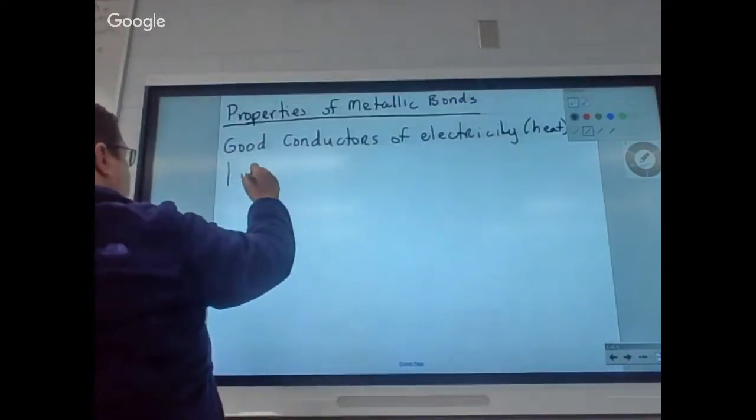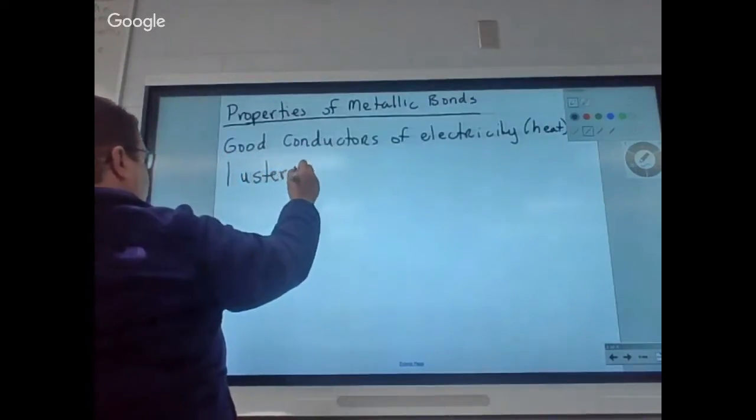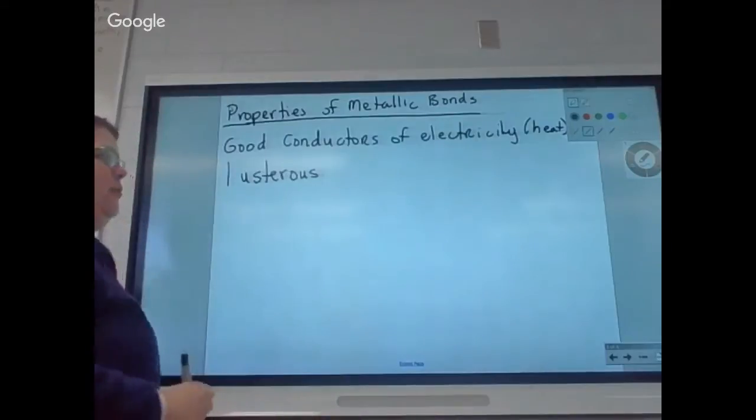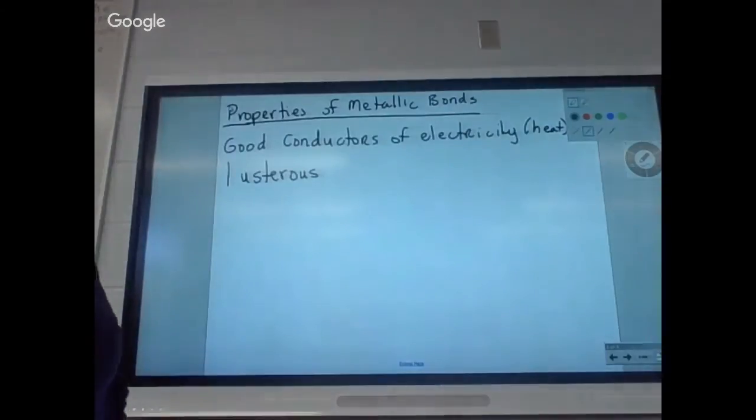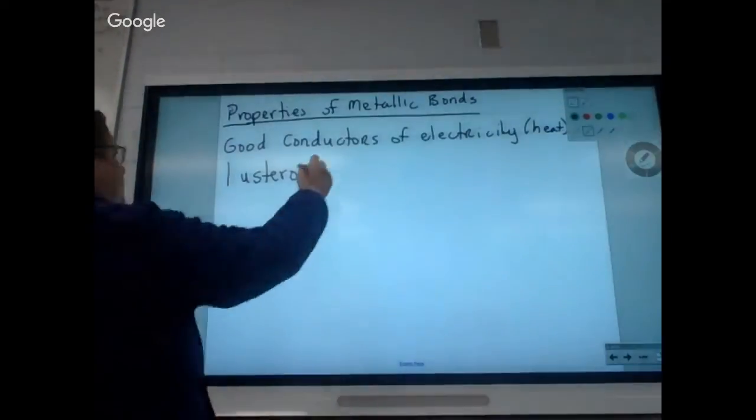Jada said they're lustrous. Anybody remember what lustrous means? That's the nice science word. It means shiny.